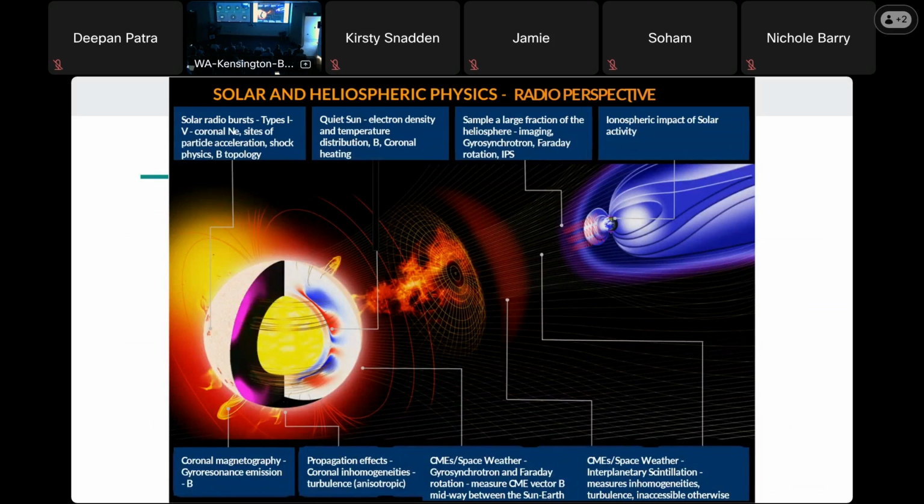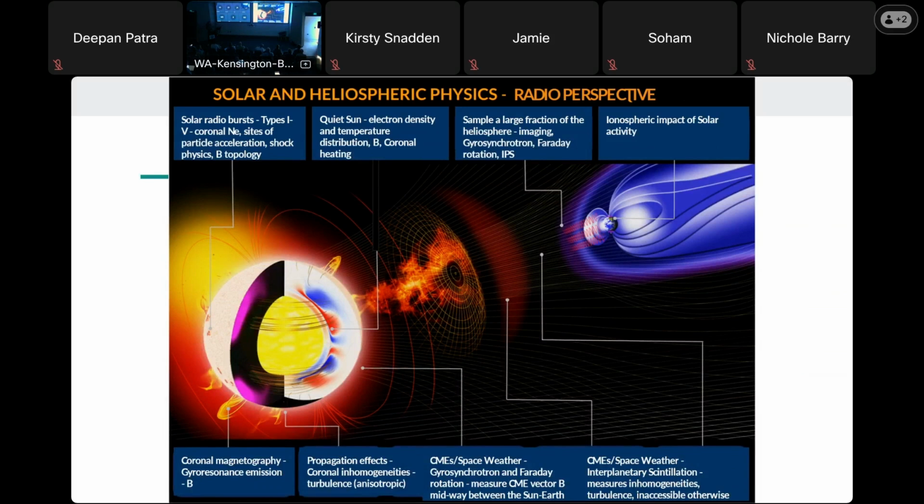Okay, to give you a very quick sense for what all you can do with radio, right? Let's start at this end. In the 1950s, from here in Australia, the solar radio bursts were discovered from type 1s to type 5s, right? Those are the sites of particle acceleration that give you information about the shock physics, the topology of the magnetic field, the electron beams which are traveling along these magnetic field lines there.